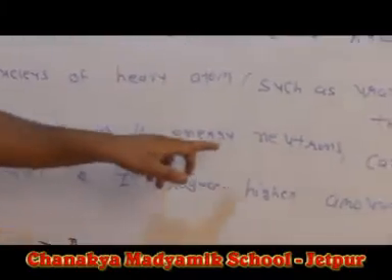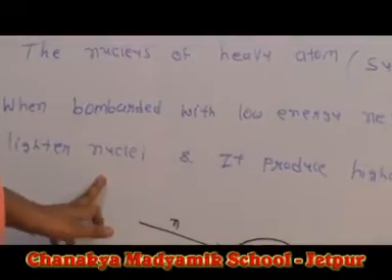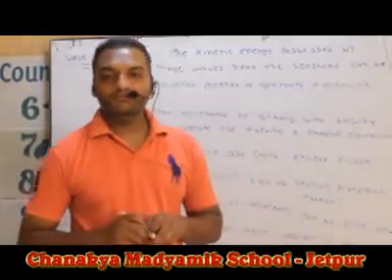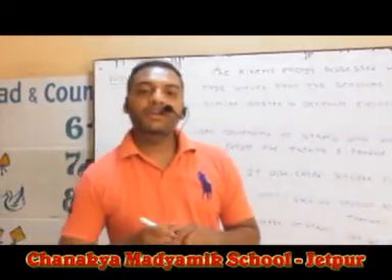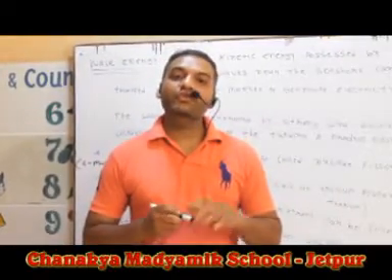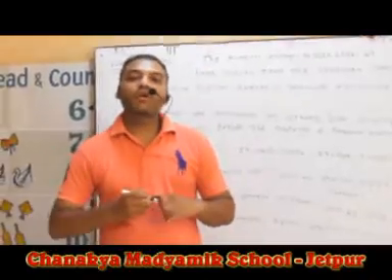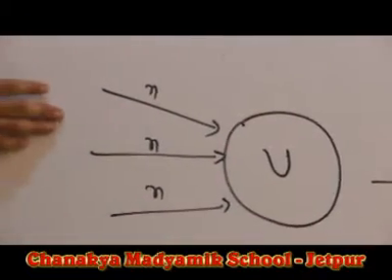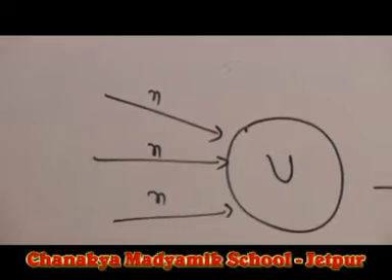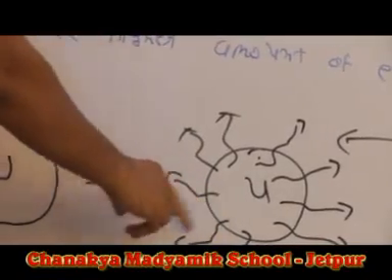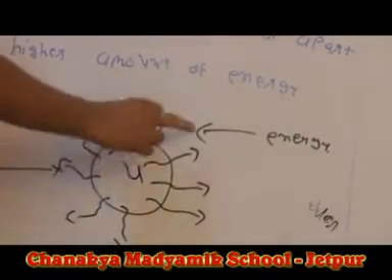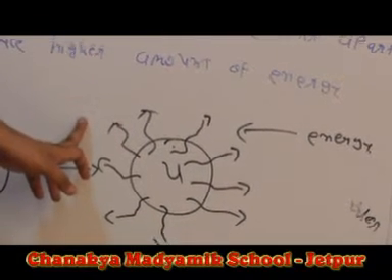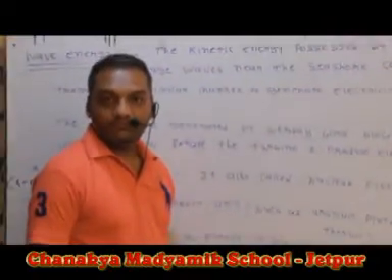When bombarded with a low energy neutron, it can split apart into lighter nuclei and produce a higher amount of energy. When we bombard a neutron at the nucleus of uranium, at that time the number of neutrons increases, and while it splits it releases more energy. Look here, it is uranium. When we bombard a high energy neutron at the nucleus of uranium, the number of neutrons also increases, therefore it releases a higher amount of energy from the nucleus of uranium, and it is useful for generating electricity, and also for making the hydrogen bomb, otherwise the nuclear bomb.